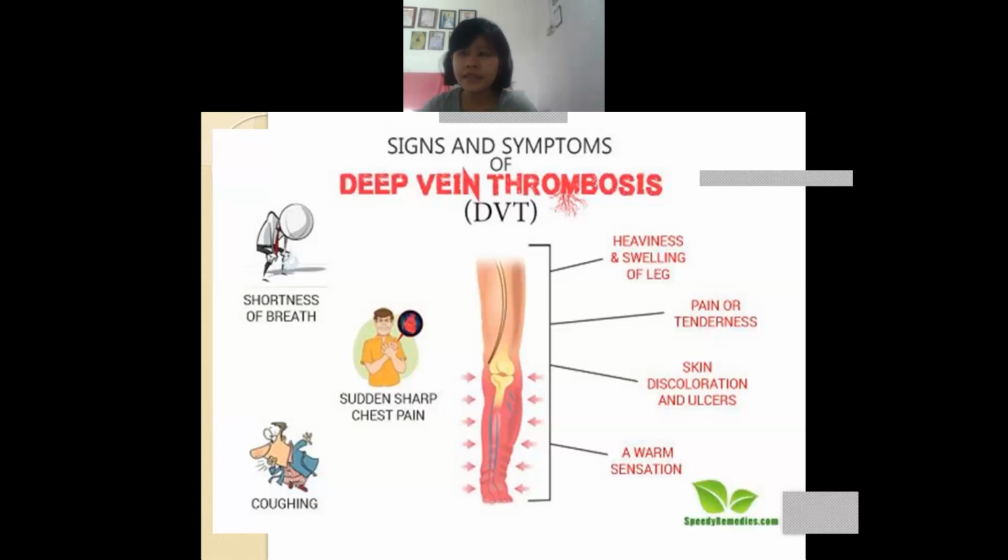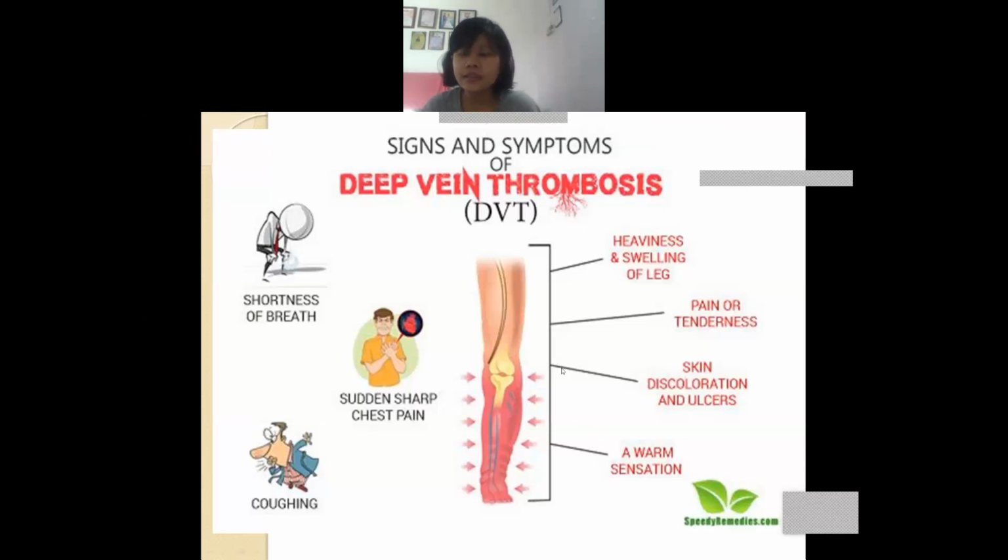Next is pain and tenderness. The person will feel pain because obviously there is some inflammation. If there is inflammation in any part of your body, obviously you will feel pain, right? You will get hurt. So there will be pain or tenderness. Tenderness means very sensitive. In the affected area where the person feels pain, it will be tender and sensitive.